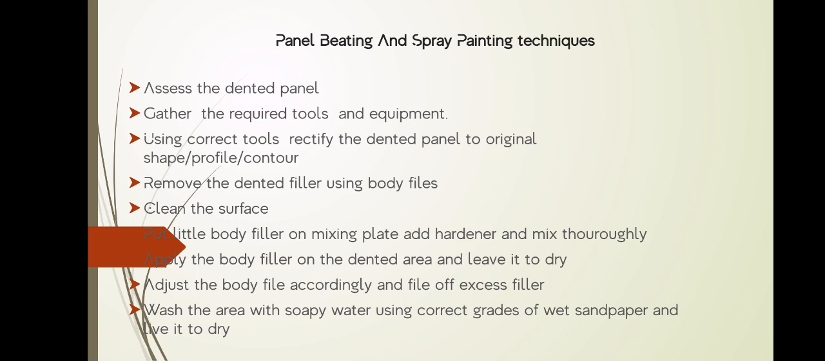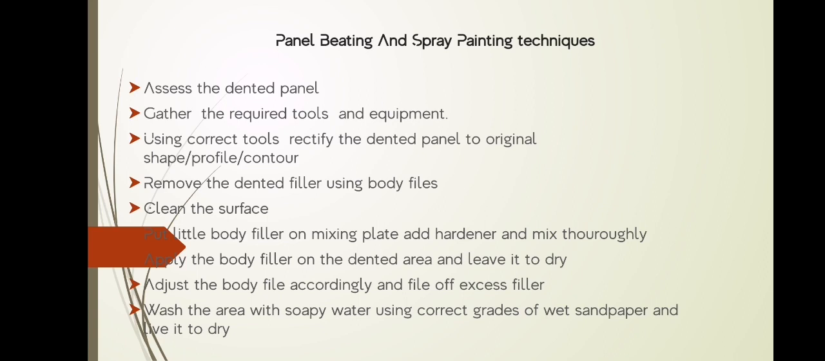Our last sub-heading. Let's look at the panel beating and spray painting techniques. First, you have to assess the dented panel. Before gathering, then you gather the required tools and equipment, and using the correct tools, you rectify the dented panel to its original shape or contour. You remove the dented filler using body files. Then you clean the surface. You put a little filler on a mixing plate and add hardener and mix thoroughly. You apply the body filler on the dented area and leave it to dry.